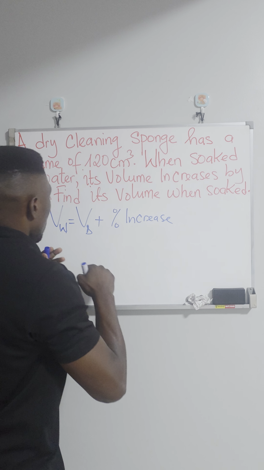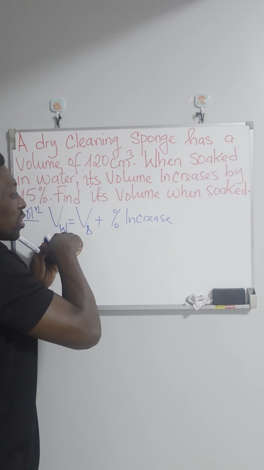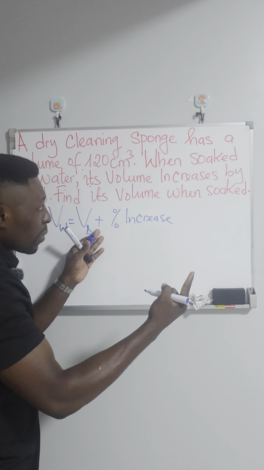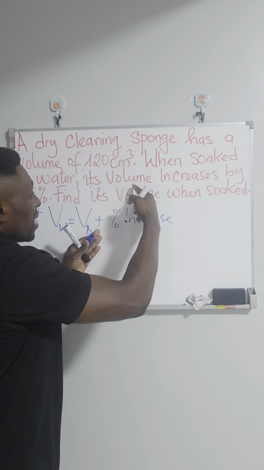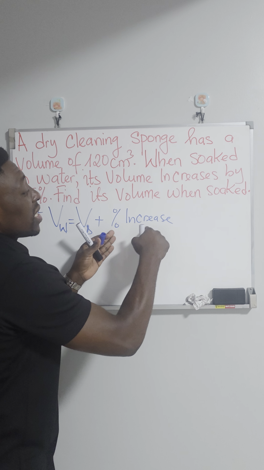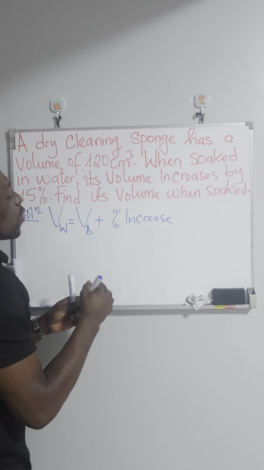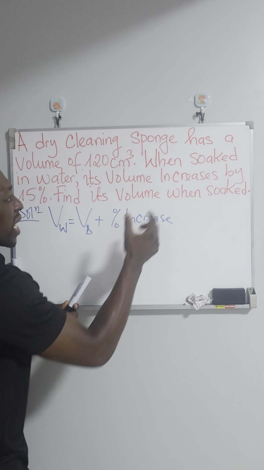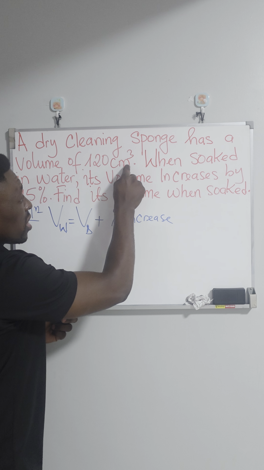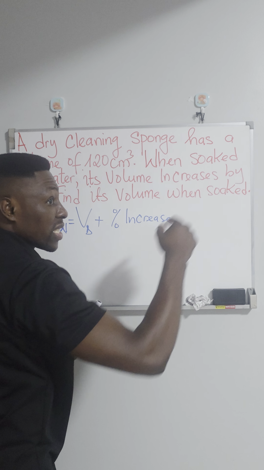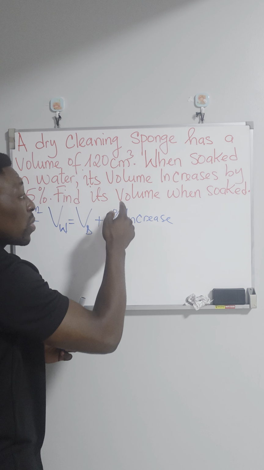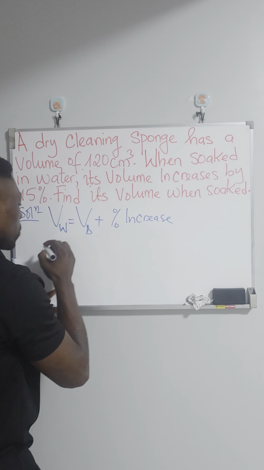I repeat, the volume of the wet or the soaked sponge will be equal to the volume of the dry sponge plus. Why plus? Because it's been clearly said that when it is soaked, the volume increases. So plus the percentage increase. The challenge is to find this percentage increase because we cannot add a percentage to a volume. We cannot say 120 cm cube plus 15%. Had it been an increase in volume, maybe 15 cm cube, we could add them. So let's find this percentage increase.